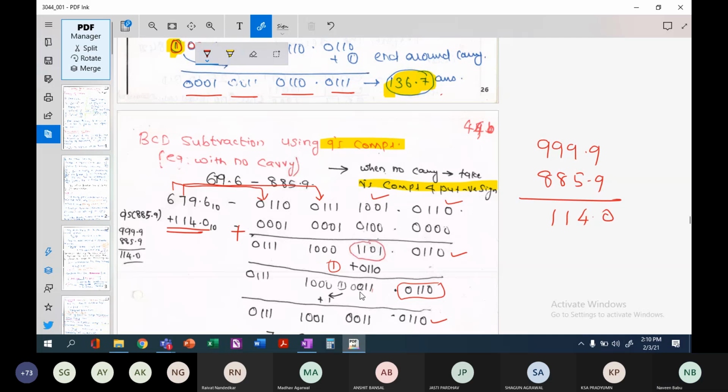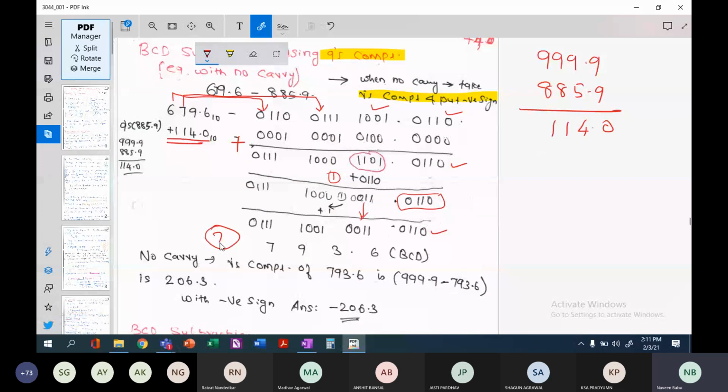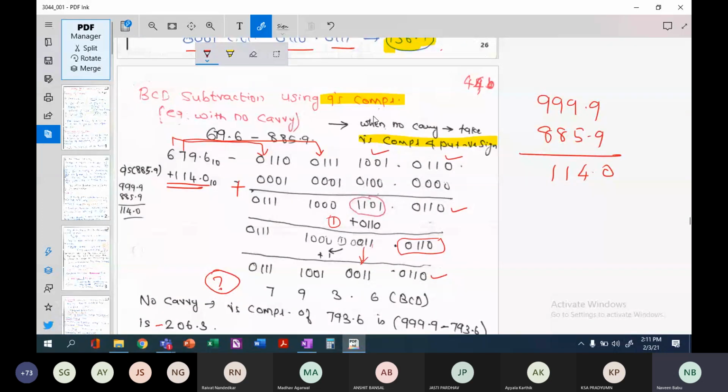Please note, you are not getting any carry here. There is no carry here. When there is no carry, you have to further take the complement of this particular number, which means, what is the 9's complement of 793.6? 9999.9 minus 793.6 will be 206.3 and we put a negative sign. So the answer is minus 206.3. This is how you perform BCD subtraction using 9's complement. So we saw two examples, one with carry and the other without carry.